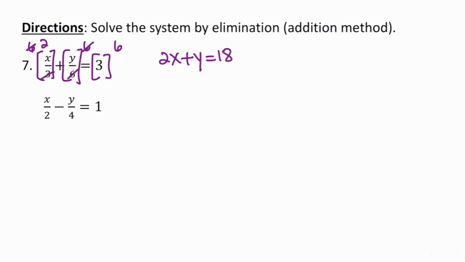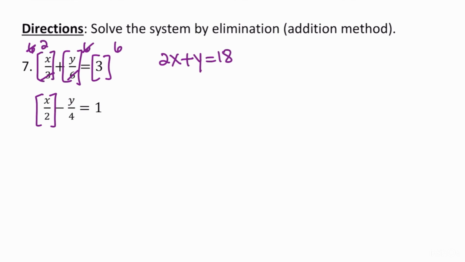In the bottom equation, the least common denominator is 4. So I'm going to multiply the entire equation by 4. Every part by 4. And you don't have to do it like that. You can actually just put a huge parentheses and put the 4 in front. I do it this way so you don't forget that it has to be distributed to every single part. So 2 goes into 4 2 times. I'm still left with 2x. The 4's cancel. Minus y is equal to 4.